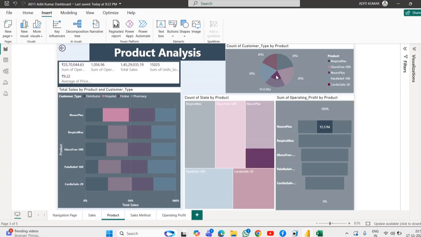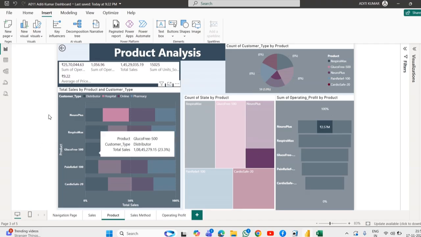And in the same aspect, coming to the count of customer type, it is 20.2%. The highlighted portion shows around 5.9% of the overall 20.2% is because of NeuroPlus. And in the state type, in a majority of the states, the product is a blockbuster one.